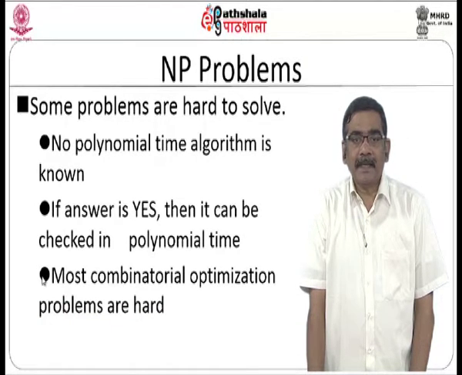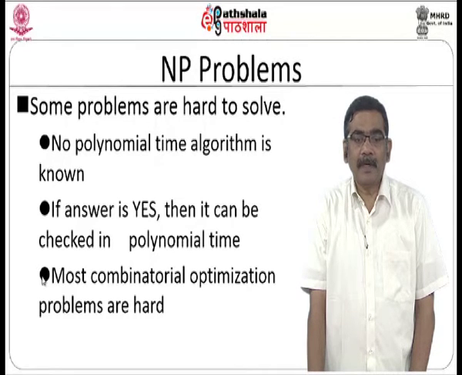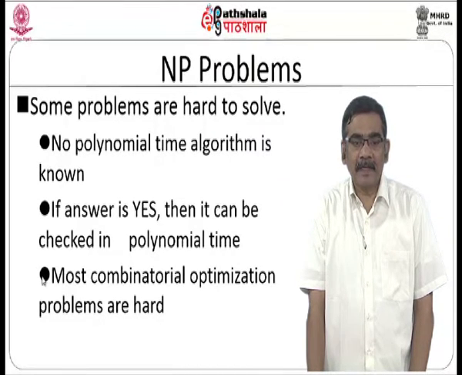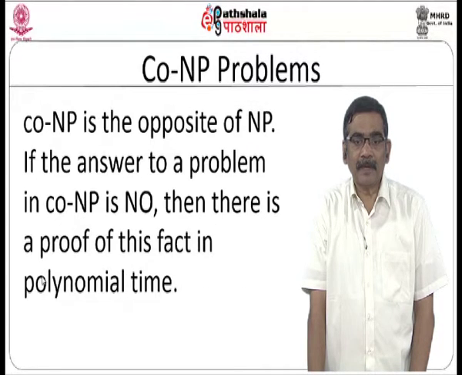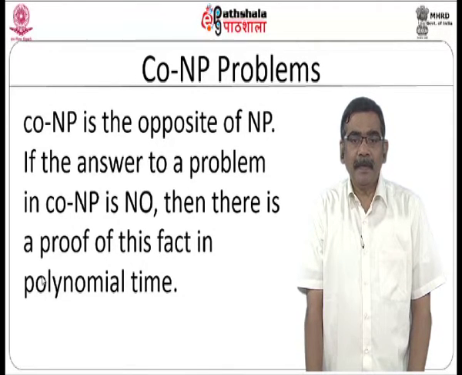So, we can say that NP problems are very hard problems to solve. By hard, it is meant that computers lack the resources to solve these problems. No polynomial algorithm is known for these sorts of problems, and if the answer is yes, then verification is possible in polynomial time. Most of the optimization problems that are hard can be converted to decision problems. So, NP has some sets of problems like NP hard and NP complete.